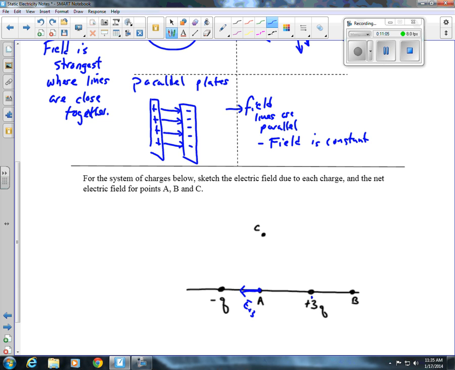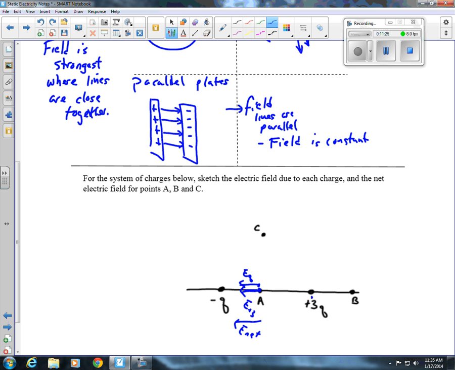Okay? Now, how about because of the negative charge? If I imagine a positive charge there, it's going to go towards the negative charge. It's going to point the same direction. So this is going to be E due to the Q. They're both pointing in the same direction, so to find the net, I would add them together.